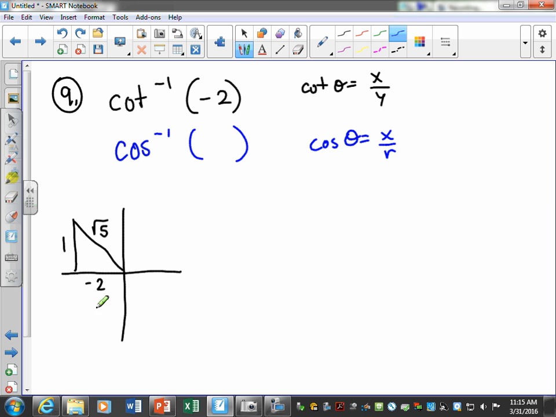So our x value is going to be -2. And what's our r? Our radius is square root of 5. So this is what we're ready to put in the calculator. Put cosine inverse, make sure you're doing the inverse. So it should get approximately 2.68. Okay, so that's just an extra example of that one.